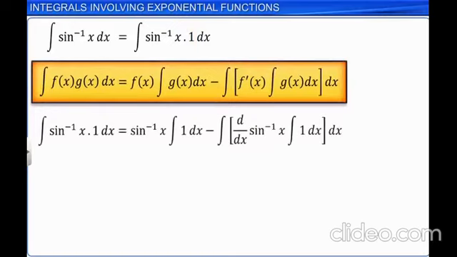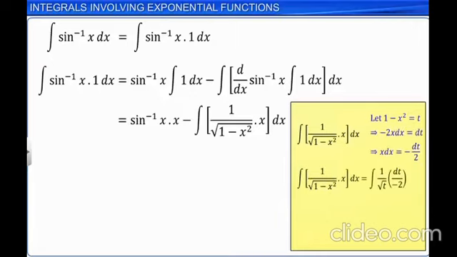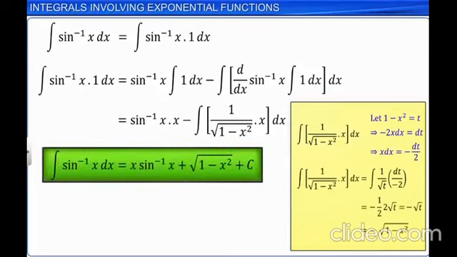On simplification, we get sine inverse x into x minus integral of 1 upon square root of 1 minus x square into x dx. To integrate integral of 1 upon square root of 1 minus x square into x dx, we substitute 1 minus x square as t. Therefore, the integral is equal to minus square root of 1 minus x square. The solution to the integral is as shown. In a similar manner, other inverse trigonometric functions can be evaluated.